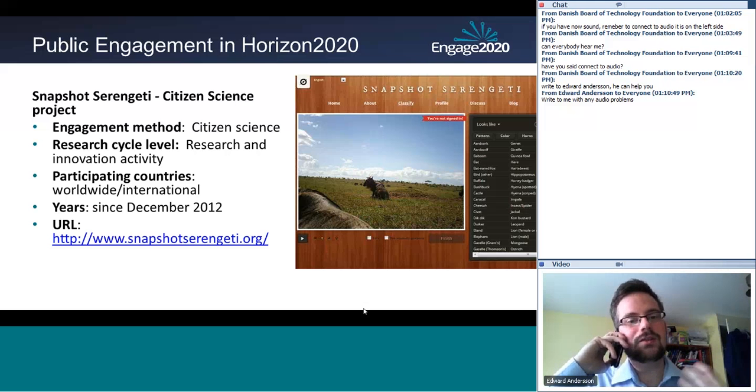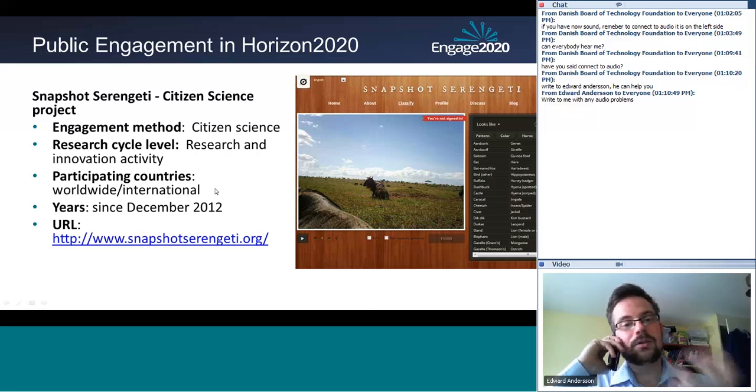And because the same image is checked by several citizens, if one citizen has a problem or doesn't do it correctly, it doesn't really matter because it all evens out. It also has some really useful functions. There's a looks-like function, so it says it looks a little bit like a gazelle, but not quite, and then it'll suggest animals that it might be.